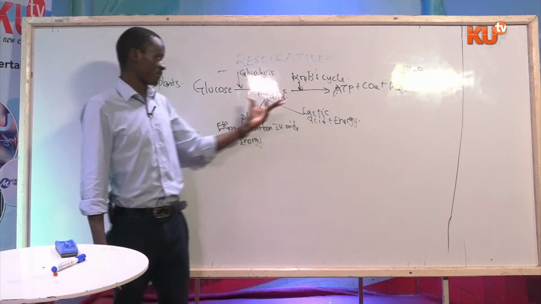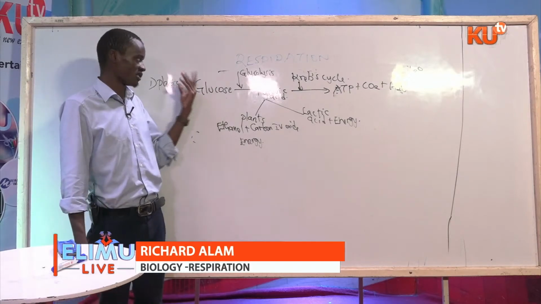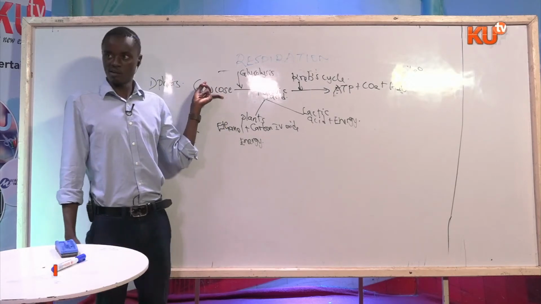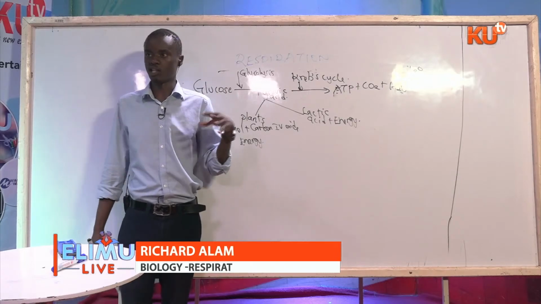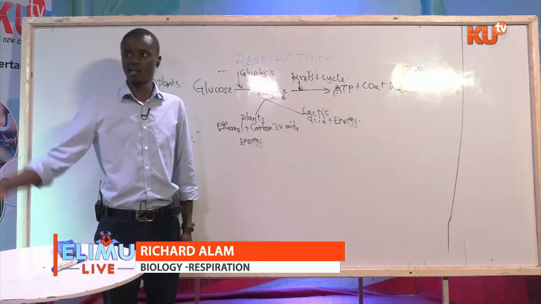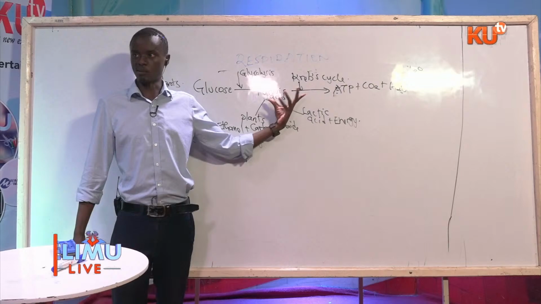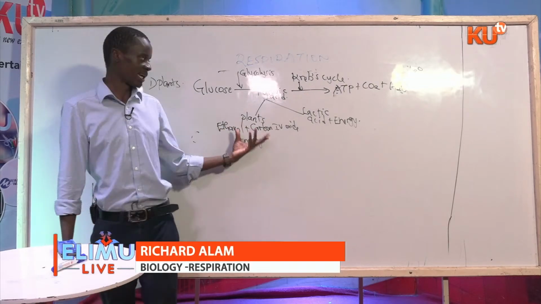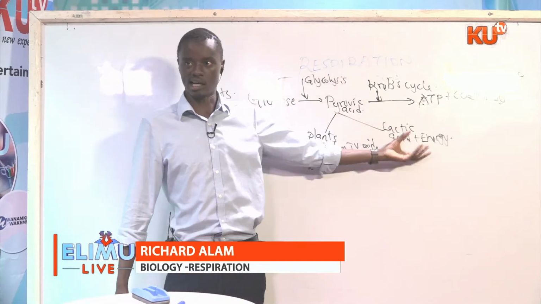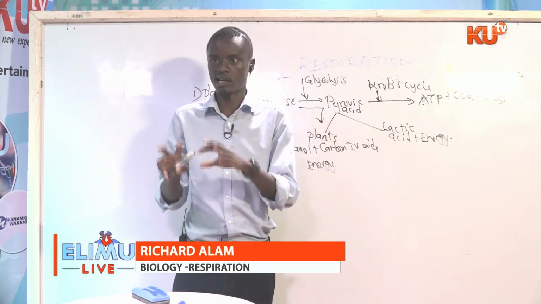So generally, this is the summary of the process of respiration. When you want to describe the process of respiration, it's glucose broken down partially in the absence of oxygen to give us pyruvic acid, which is further broken down in plants to give us ethanol, carbon dioxide, and energy. And then in animals, you have lactic acid and energy. This first line represents the first phase, that is glycolysis.